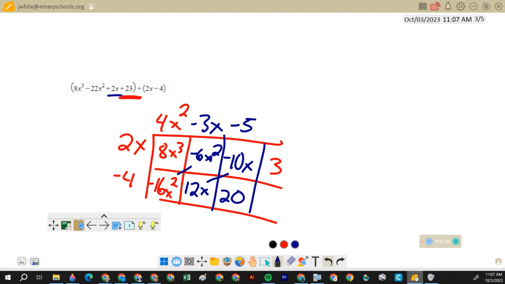So if it asks you for quotient and remainder, this is the quotient, this is the remainder. If it just asks you for the answer, how do we write that? Plus 3 over 2x minus 4. Okay. All right, let's learn something new.